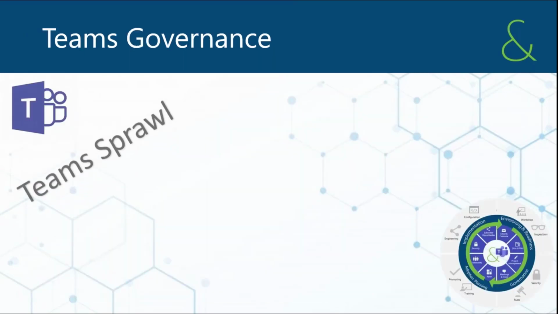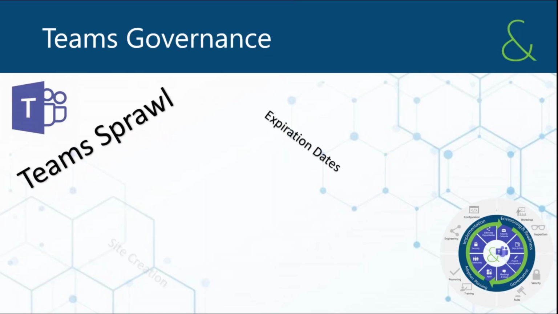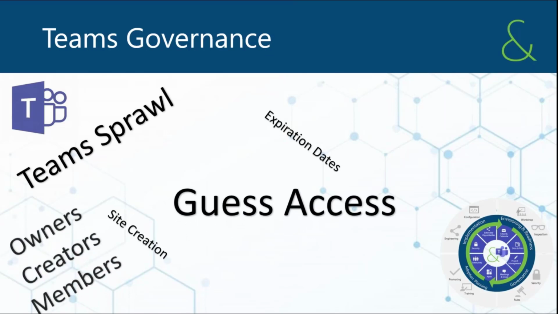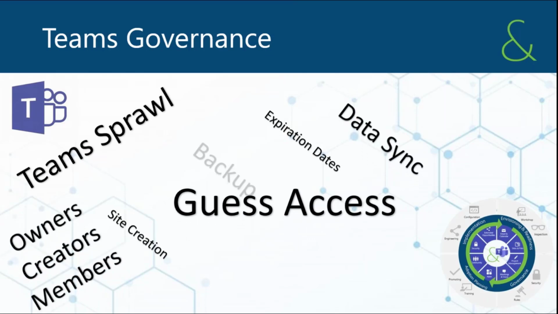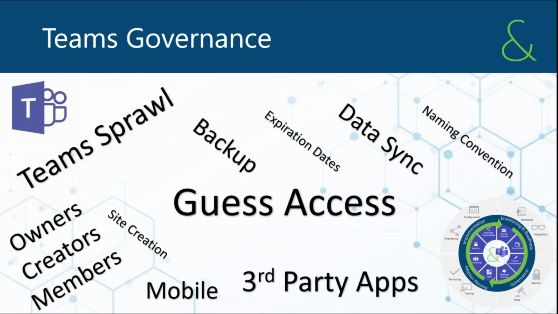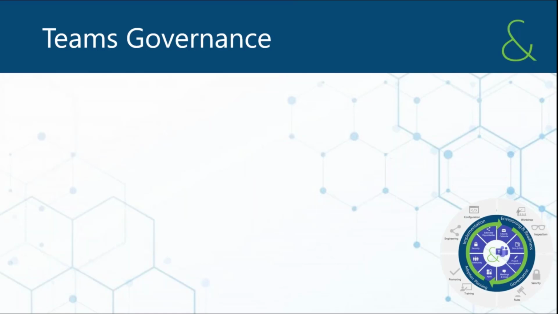Why do you need governance? Sprawl. You could have hundreds or thousands of sites created. If you don't have a way to control expiration of those sites, they'll be there forever. Do you know who the owner is, who the creators are, who the members are? Do you know how your data is being backed up? Do you have a naming convention for those sites? Do you need to have guest access? That's people outside of your organization accessing data in your Teams site. Have you considered third-party applications? We're up to about 600. And how does this all work with a mobile application?